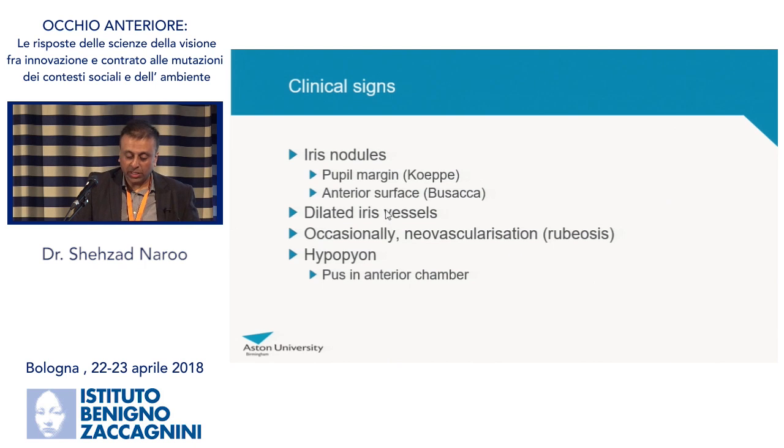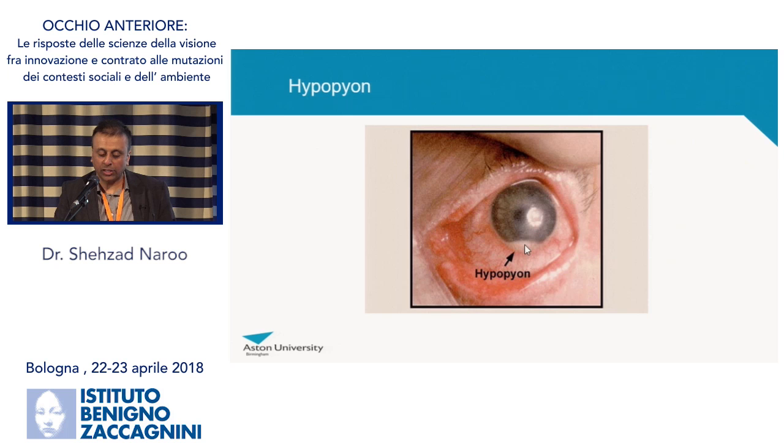Look for the pupil margins, as we said before. Look at the anterior surfaces. Look for dilated iris vessels, and also look for hypopyon, which is this yellow pus. It's the white blood cells gathering in the anterior chamber. So this is what you see. You see a fluid level of these white blood cells in the anterior chamber. It's called hypopyon.